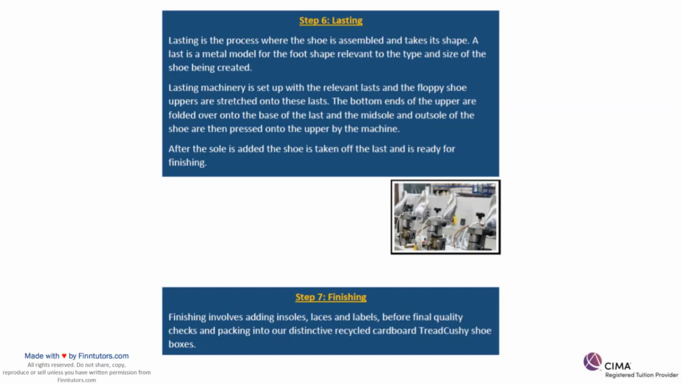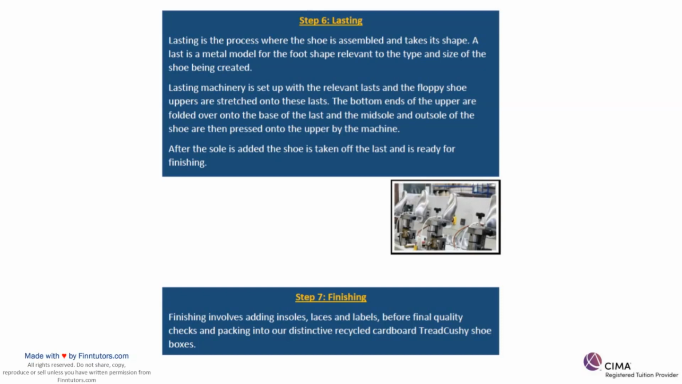The bottom ends of the uppers are folded over onto the base of the last, and the midsole and the outsole of the shoe are then pressed onto the uppers by the machine, which means they are joined together. So the upper, the midsole, and the outsole are joined together in this stage. After the sole is added, the shoe is taken off the last and is ready for finishing.